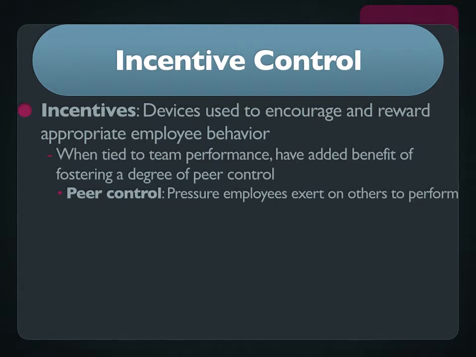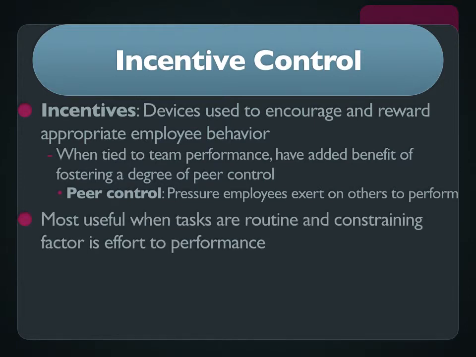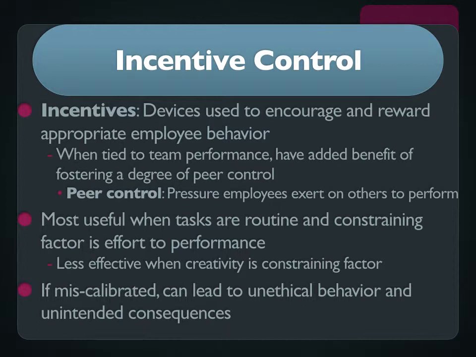However, there are limits to that. There are limits to what that can actually do, and you get free rider problems, which is why we have the individual peer evaluations to address those free riders. Incentive controls are most useful when the tasks are routine and the constraining factor is effort to performance. It's less effective when creativity is the constraining factor. And if miscalibrated, it can lead to unethical behavior and unintended consequences.